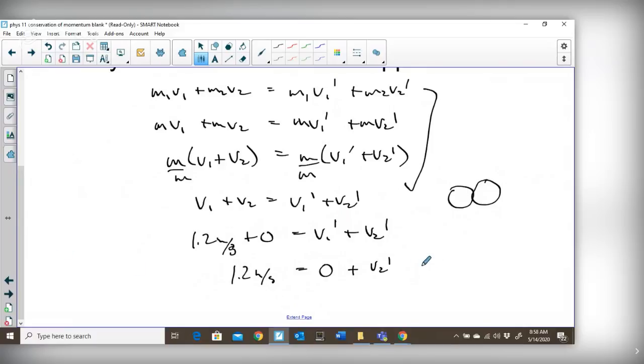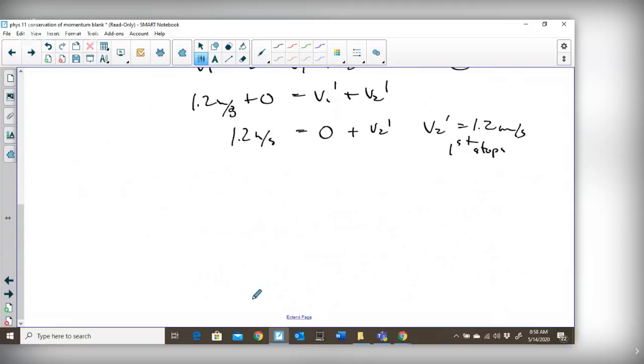Now, v2 prime is equal to 1.2 meters per second. The first stops. So you sometimes see that in pool.